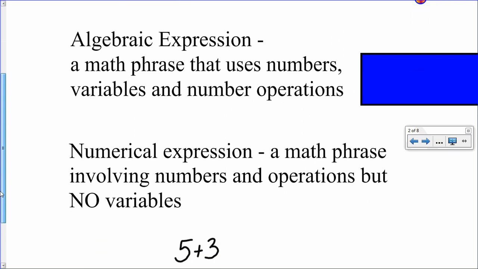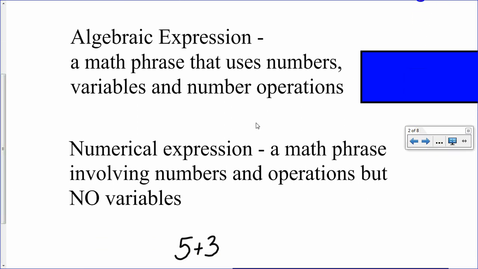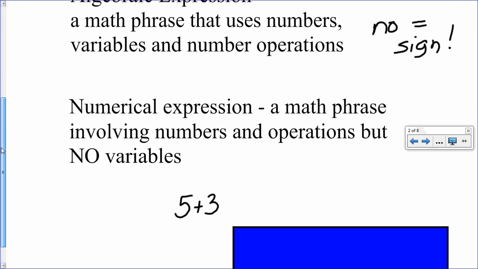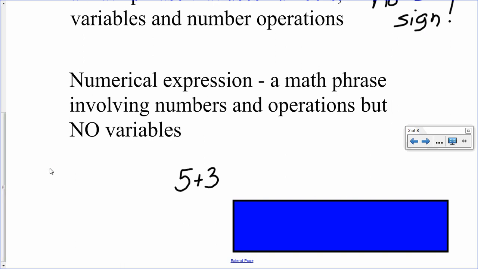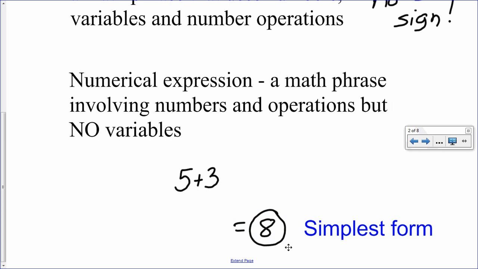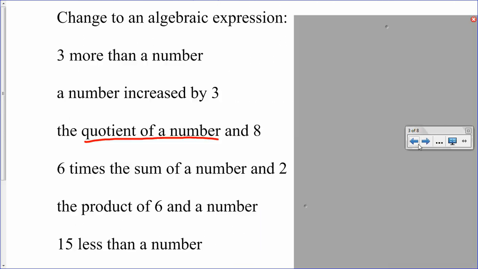An algebraic expression is a math phrase that uses numbers, variables, and number operations. There is no equal sign in them. A numerical expression is a math phrase involving numbers and operations, but no variables. 5 plus 3 is an example of a numerical expression. If we were to say it was equal to 8, 8 would be its simplest form.